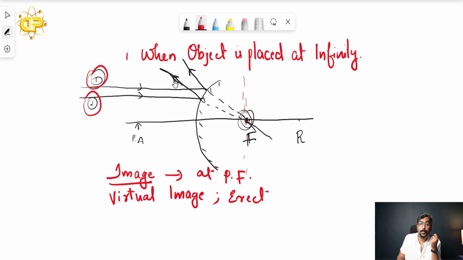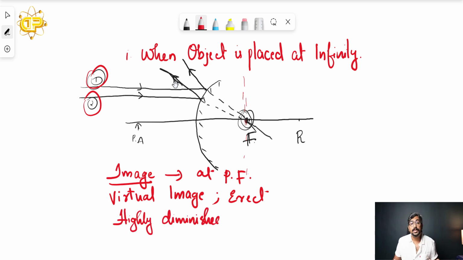And the next thing is about the size. What about the size? You can see here the object is kept at infinity, so obviously the size is bigger, and here you got the image as point size, as they are formed at the principal focus. So it is point size, that means highly diminished. So these are the various properties that you will get when an object is placed at infinity, in the case of a convex mirror.